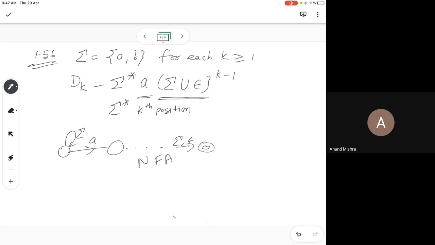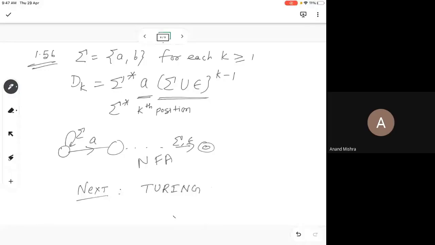Now, in the next lecture, we will be moving to a more powerful machine. This machine has an infinite amount of memory, right? So the memory will be infinite, unbounded memory, and we will discuss this in the next lecture, that is tomorrow.